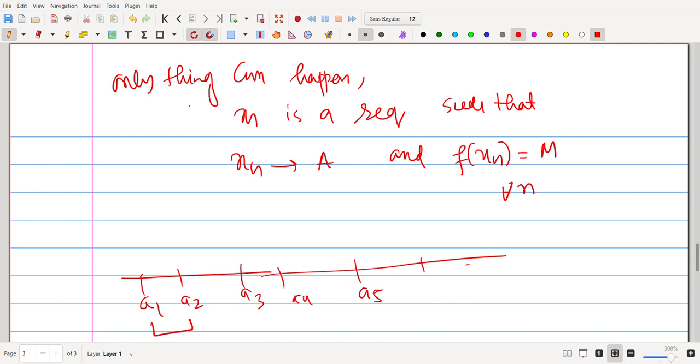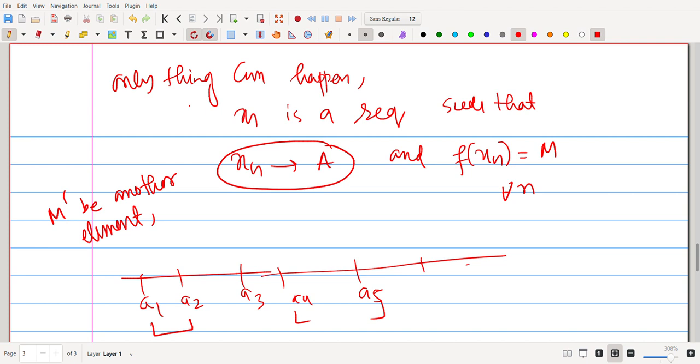Then two x_n's must come from two different intervals, because on each particular interval f is strictly monotone, and that's why it is one-one on each subinterval. So x_n has to be a sequence which converges to a and f(x_n) is m. If I take another element m prime, and there exist infinitely many x such that f(x) is m prime, then I can take that as a sequence y_n such that y_n goes to a and f(y_n) equals m prime for all n.